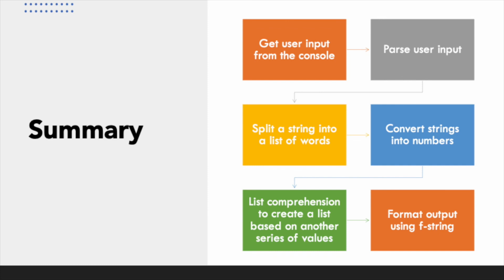In summary, this video illustrates how to get and process user input from the console. It demonstrates how to parse user input, split a string into a list of words, and convert strings into numbers. It shows how to use a list comprehension to create a list based on another series of values and format output using f-string. Please try this example using your favorite Python IDE and let me know if you have any questions.